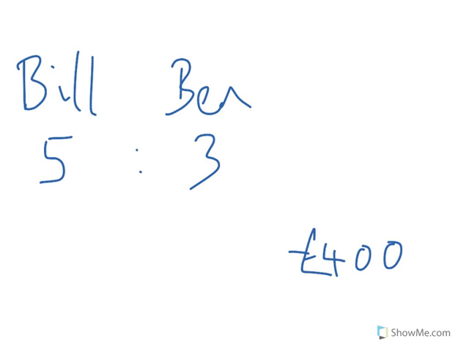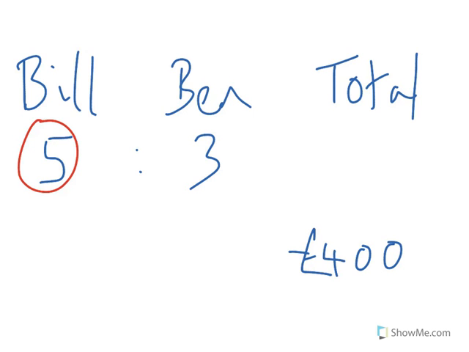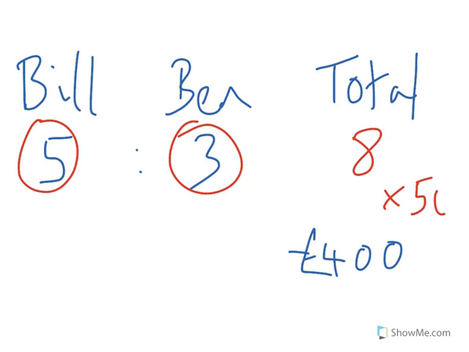Well, because they've given you the total that they received, we want to know what the total number of shares that they had together. So we need to add together our 5 and our 3 to get 8. Now this time we want to know what the 8 has been multiplied by to become 400, and it's been multiplied by 50. So like before, we need to times everything by 50.